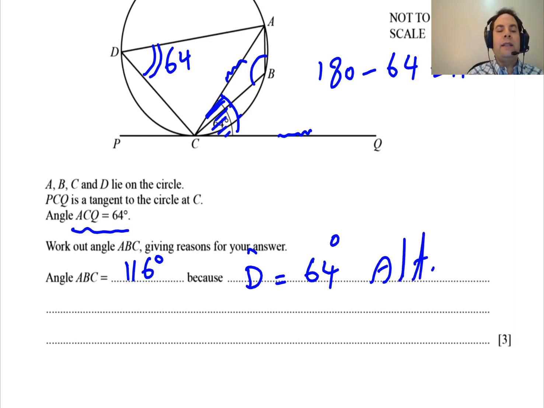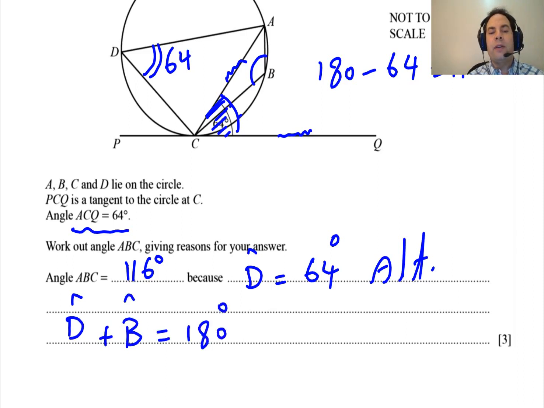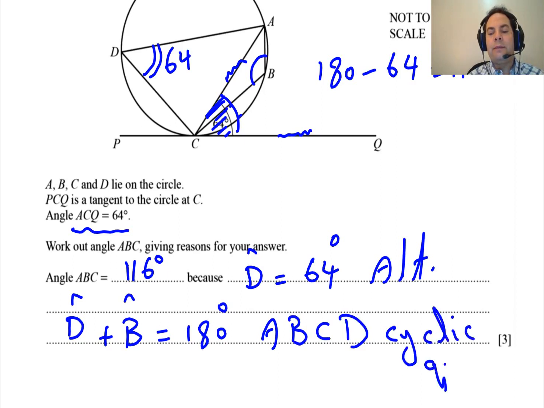What else? Angle D and B. Angle D plus angle B is equal to 180 degrees because of what? Because A, B, C and D is a cyclic quad, or you can say cyclic quadrilateral.